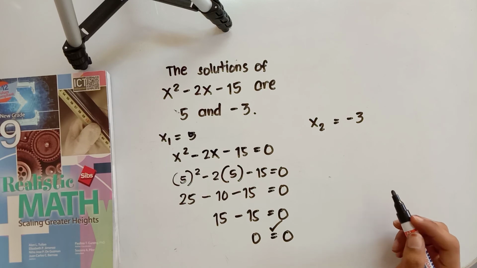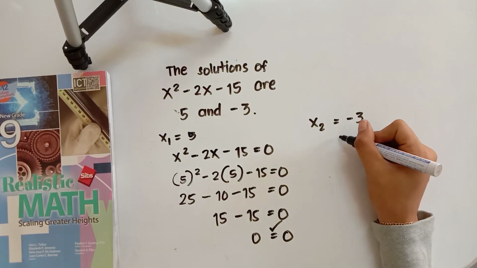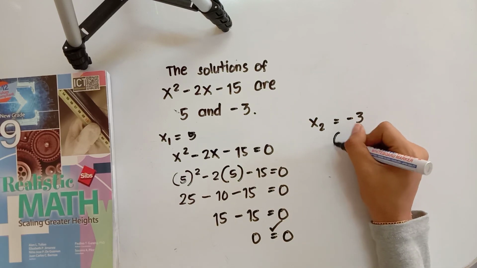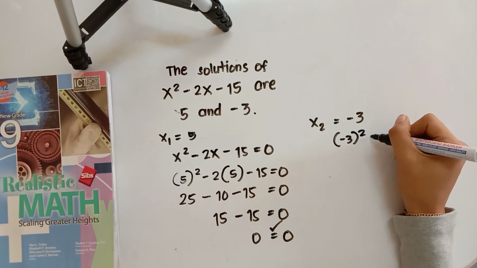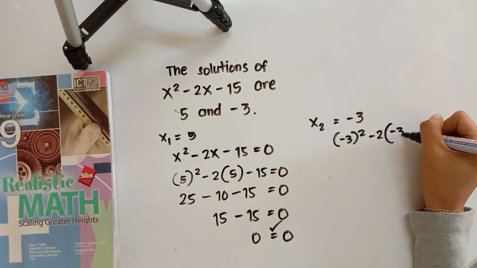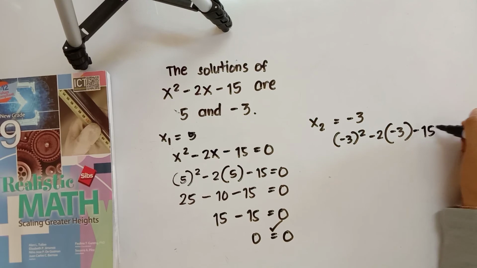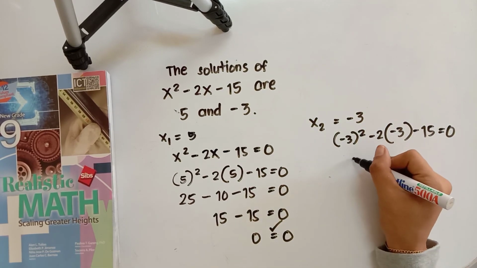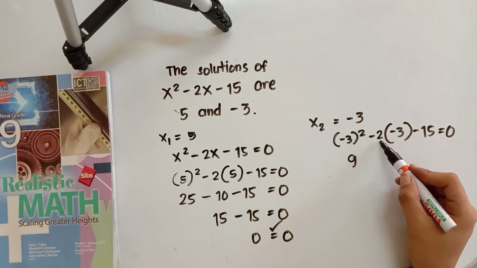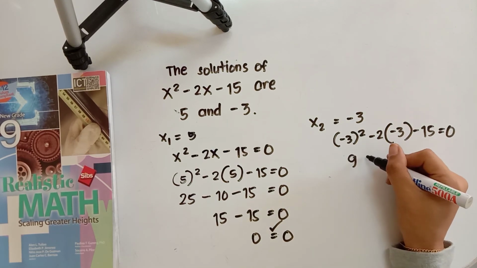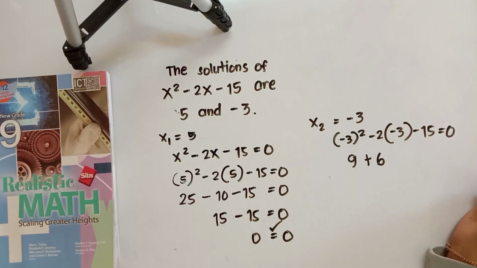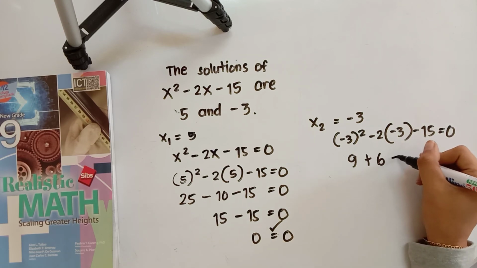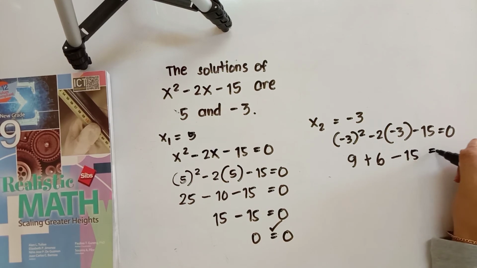Next, let's check negative 3. Substitute negative 3 for x in the original equation. We have negative 3 squared minus 2 times negative 3 minus 15 is equal to 0. The square of negative 3 is 9. Negative 2 times negative 3 makes positive 6. Why? Because a negative times a negative is positive. Then copy negative 15 is equal to 0.